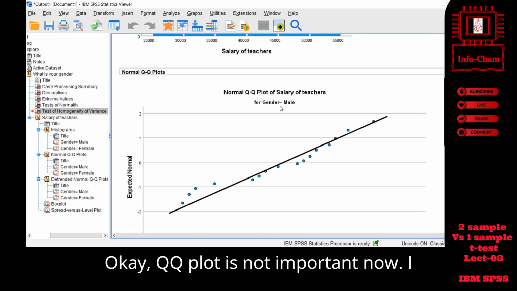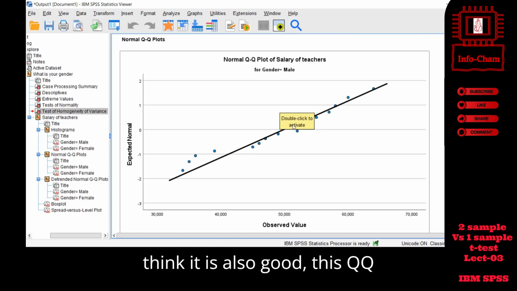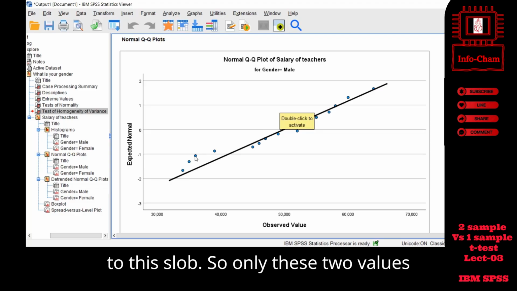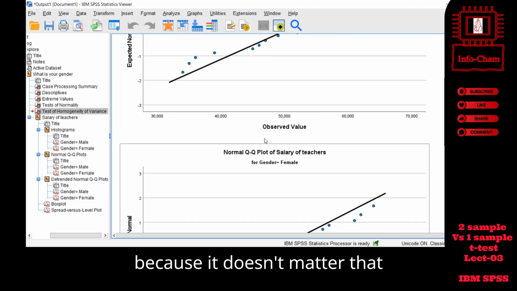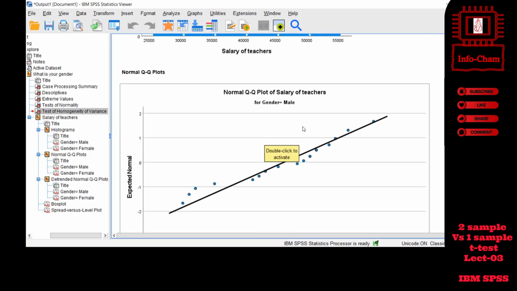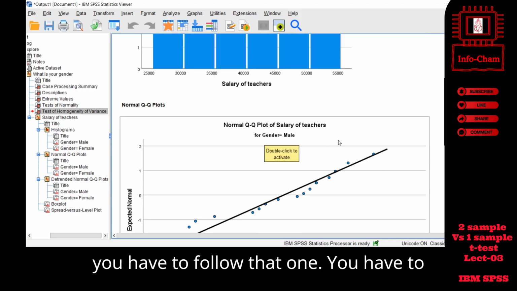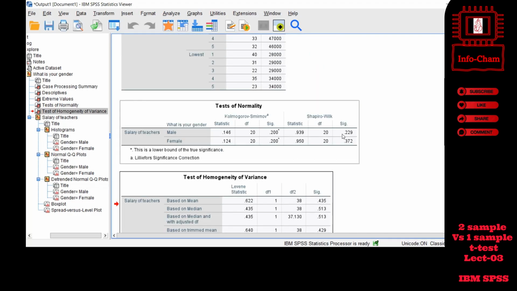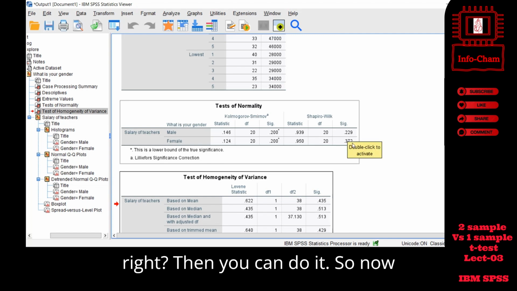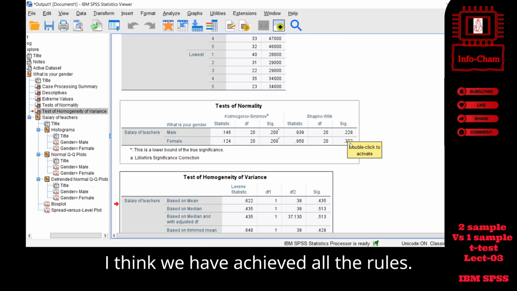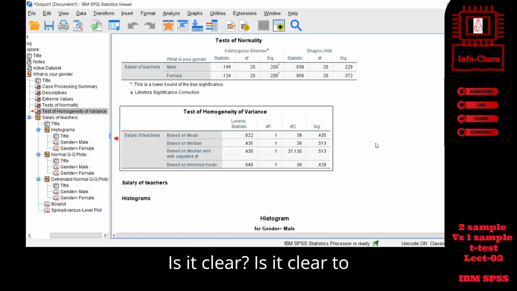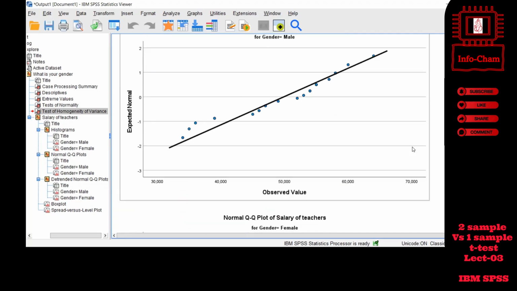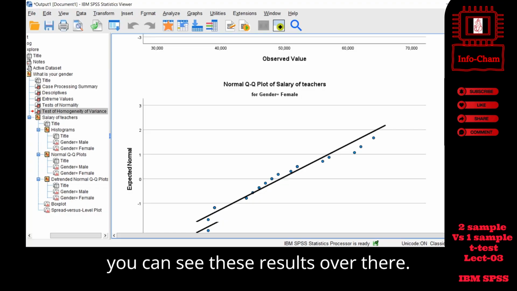Okay, the QQ plot is not important now. I think it is also good, because all the observations follow this slope. Only these two values are off, but it is okay right now. You have to follow only the statistical test based on the p-value for normality. You have to prove it, then you can do it. So now I think we have achieved all the rules. Is it clear to everyone? You can see these results over there.